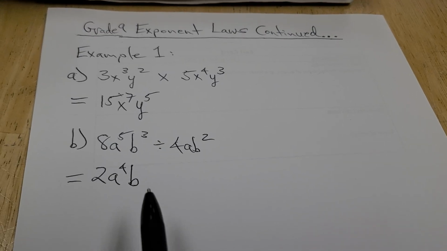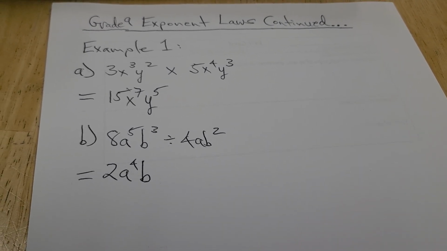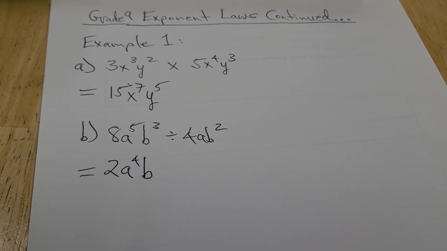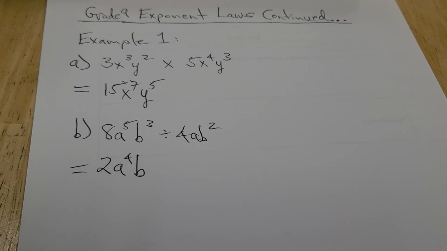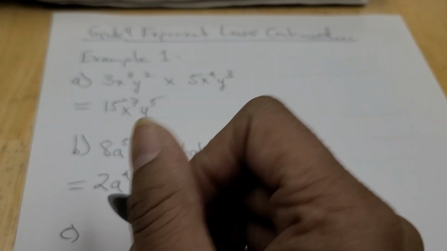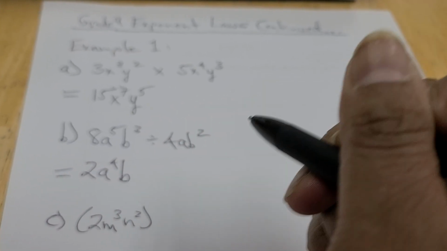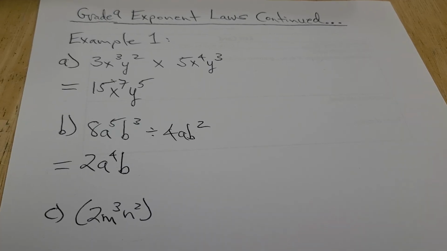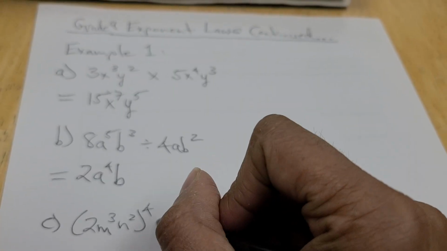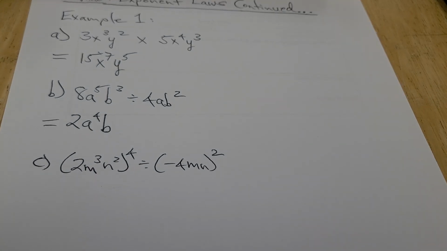Also, a good thing to remember is you do have to take the negative exponents and make them positive, so take it to the bottom when you're doing these questions. Okay, with that, let's take a look at maybe one more, because I see the power rule in this next question. So 2m cubed n squared, to the power of 4, divided by negative 4mn squared.